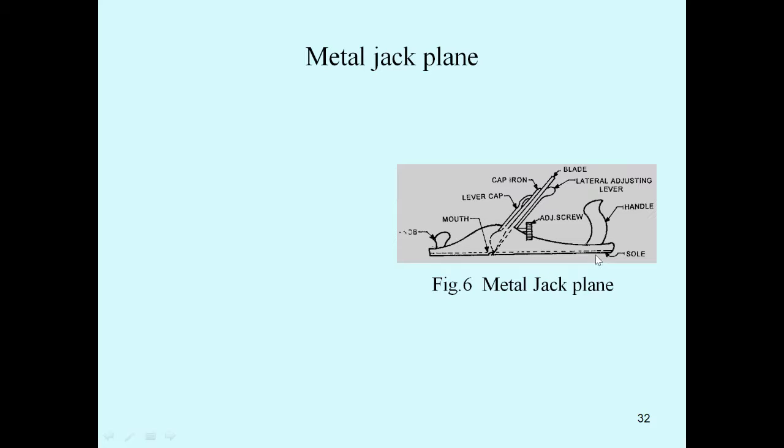We can see the sole here. That is the bottom surface, the face of the bottom. That is called the sole. And this will be the handle, which is similar to the wooden jack plane. And this is also a knob. It is also similar to the wooden jack plane. So here also there will be a mouth. And there will be parts called the cap, lever cap, cap iron, blade, lateral adjusting lever, and adjustable screw.